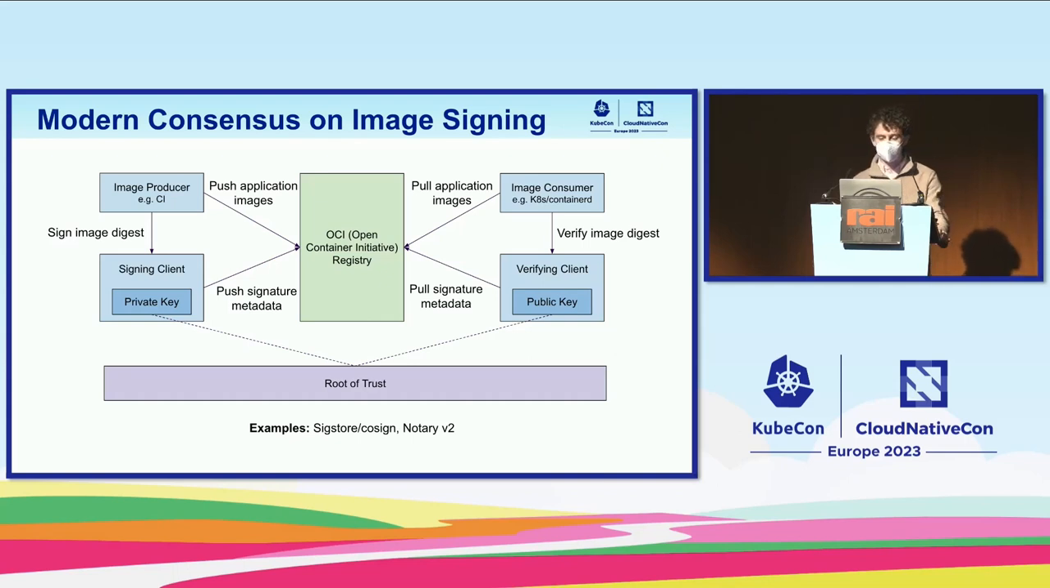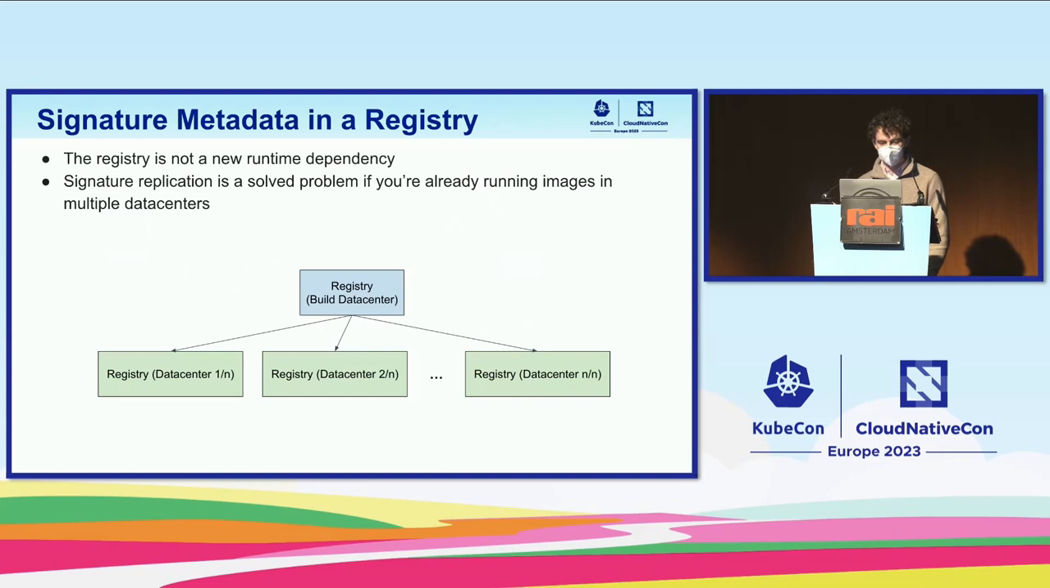So I've spoken in generalities here, but two systems that you might have heard of that have this high-level design are SigStore's Cosign and Notary V2. And the system that we've built at Datadog also has this high-level design. So we're using the container registry as storage for signature metadata. And this stands in contrast to some of the earlier approaches that used more traditional databases.